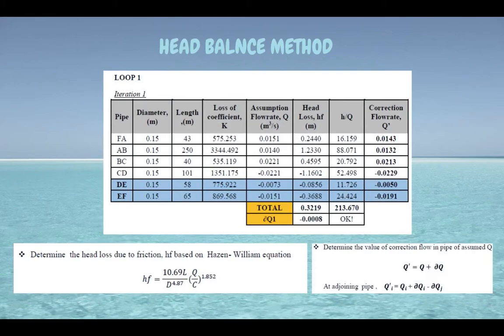Okay, we need to know how to calculate the head balance method. This slide shows the head balance method. This is my example of calculating it. We need to know the head loss and the correction flow in the pipe that we assume, and to know the adjoining pipe. This is my example adjoining pipe. Okay, we move to the next slide.